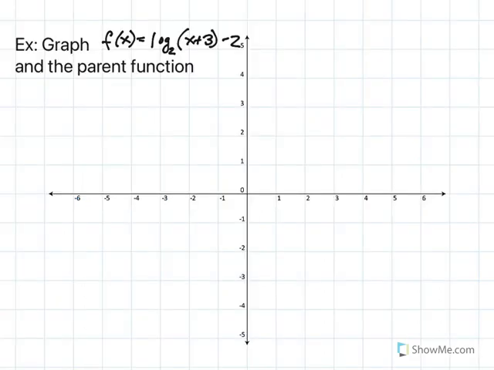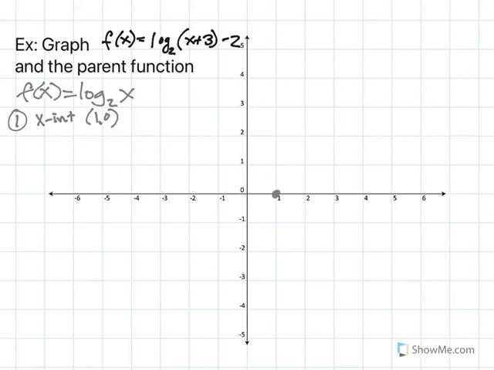So we're going to graph the log of x plus 3, minus 2, and the parent function. I like to graph the parent function first. It makes my life easier. So the parent function is the log of x base 2, just a straight log with a simple base. All right, so if I'm graphing the parent function, I know step 1 is the x-intercept, which we know to be 1, 0.